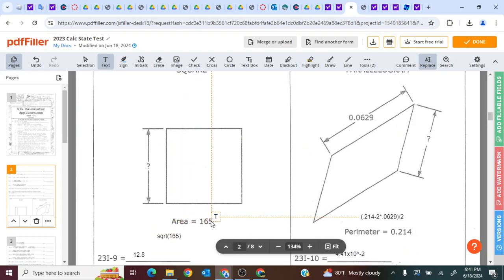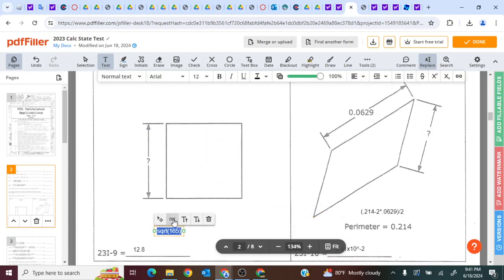Square, the area is 165. The area of a square is side squared. So take the square root of 165 to get one side.